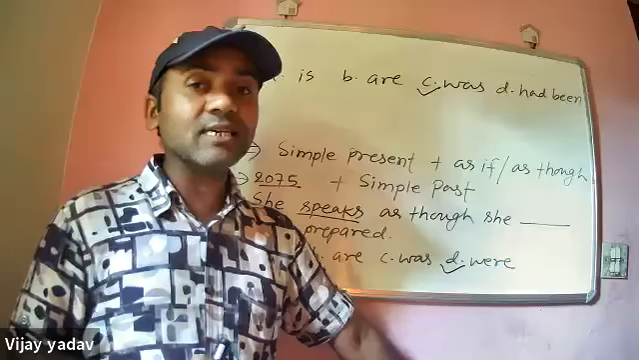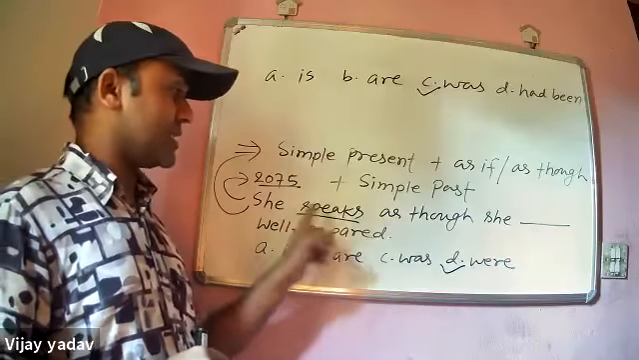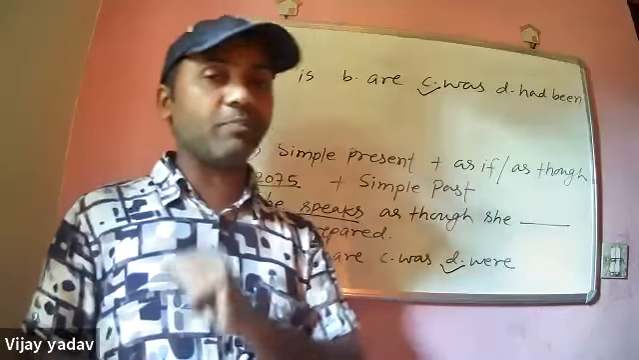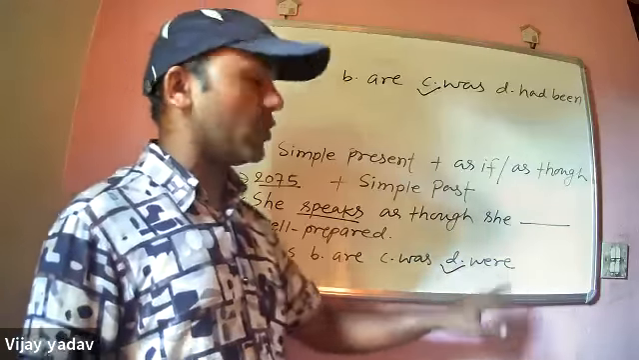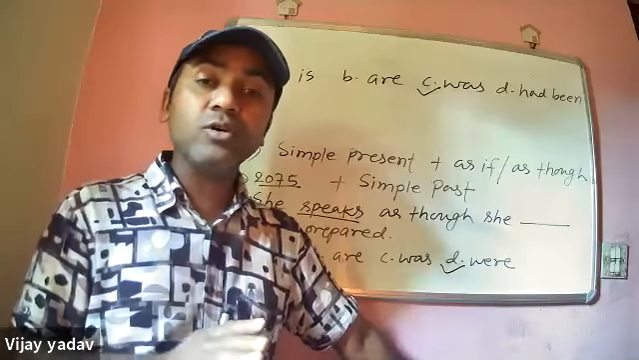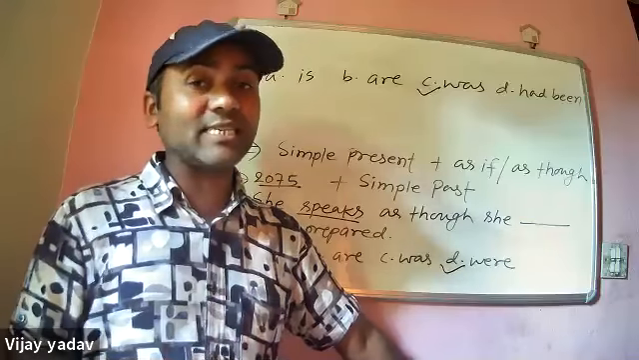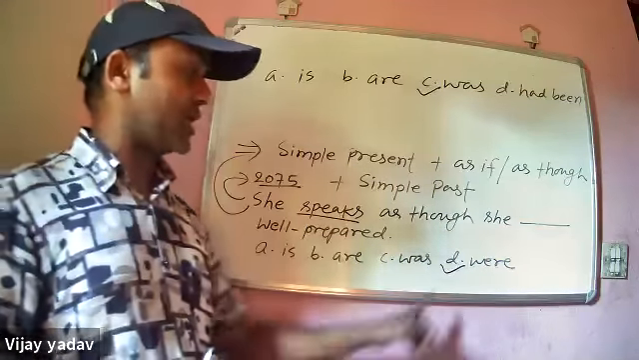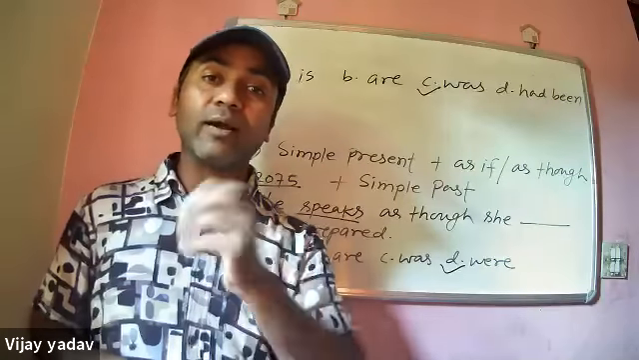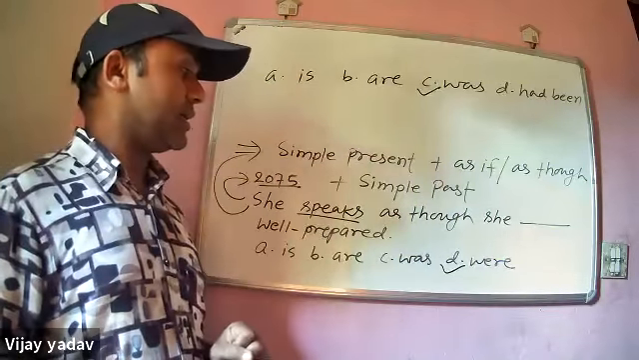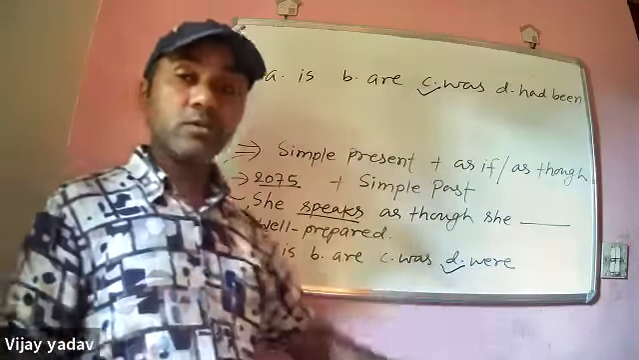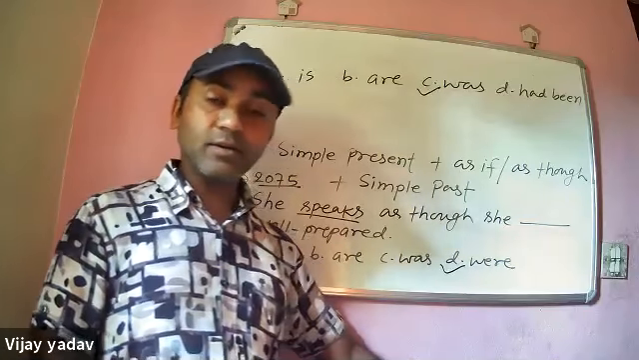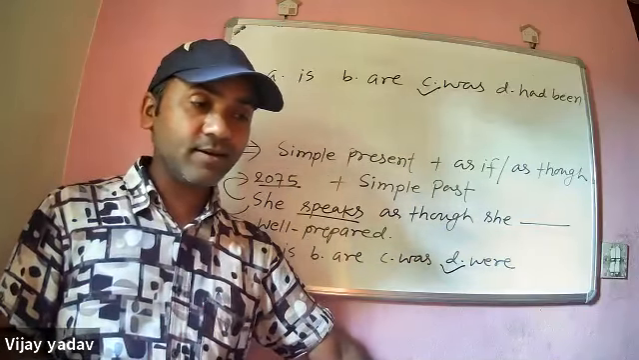This is formal English, isn't it? And another: she speaks as though she was well prepared. This is informal English. So in the options, if both was and were are given, then you have to know the question setter has set formal English, and you have to select were. If were is not given, and was is given, then it means the question setter has set informal English, and you have to select was. Did you understand? Is it clear? Yes? Okay.